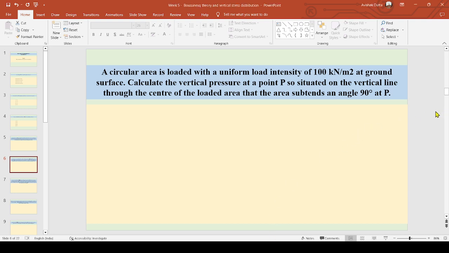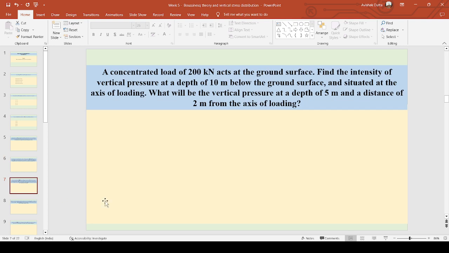Repeat the question once. A circular area is loaded with a uniform load intensity of 100 kilonewton per meter square at ground surface. Calculate the vertical pressure at a point P situated on the vertical line through the center of the loaded area such that the area subtends an angle of 90 degree at the point P. Next question.